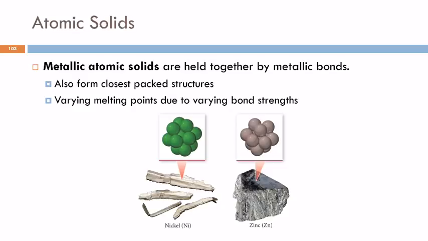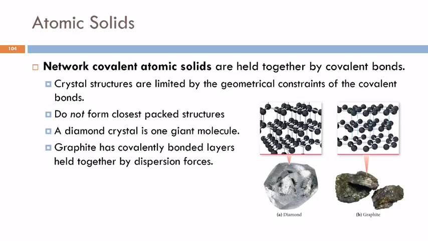The melting points here are going to vary a lot. We know that mercury is a liquid at room temperature. Gallium has a melting point that's low enough it'll melt in your hand, but then other things like iron melt at very, very high temperatures. And so it varies. And then we have network covalent atomic solids.